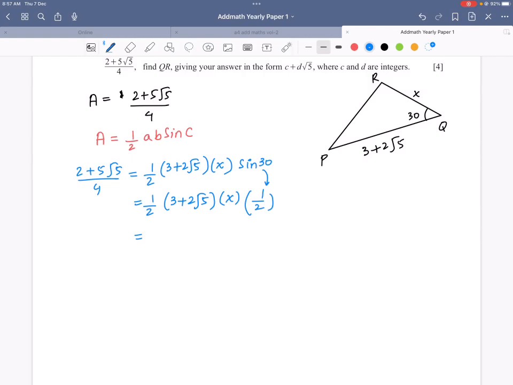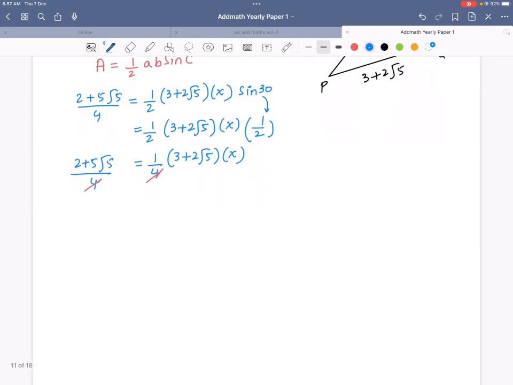So 1 over 2, 1 over 2 and 1 over 2, it will be 1 over 4. 3 plus 2 under root 5 times x equals 2 plus 5 root 5 divided by 4. We have 4 on both sides, it can be cancelled. So the leftover part is 2 plus 5 under root 5. 3 plus 2 root 5 multiplies, when you shift it to the left side, it will be divided by 3 plus 2 under root 5, and equal to x.